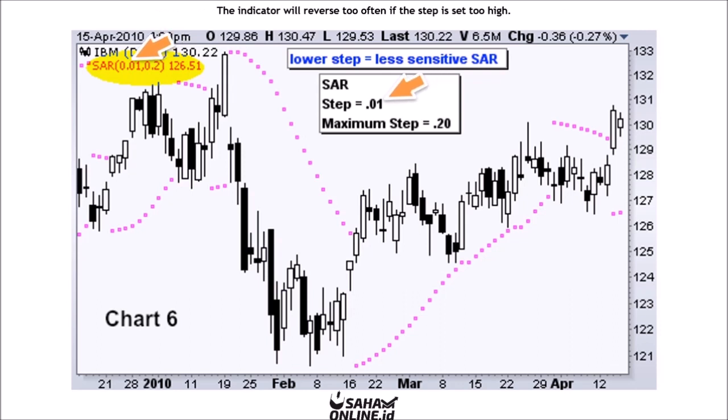The indicator will reverse too often if the step is set too high. This will produce whipsaws and fail to capture the trend.